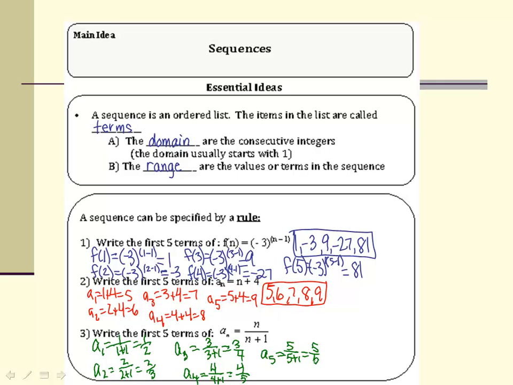So notice for all of these, I just plugged in the number of the term, the domain, and after I simplified, got my range out. So my first 5 terms are 1/2, 2/3, 3/4, 4/5, and 5/6. Those are my first 5 terms.